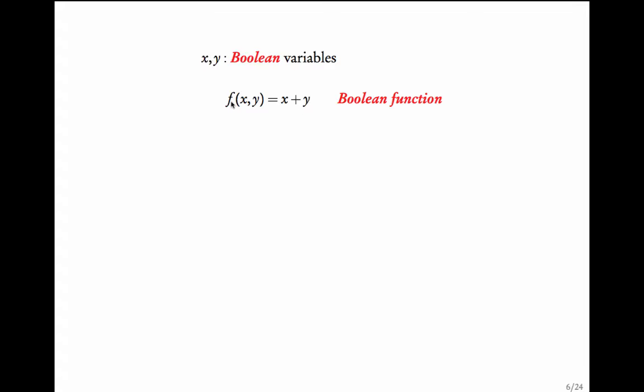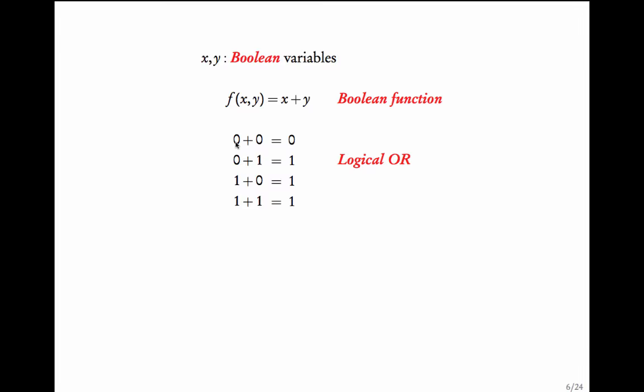F of xy, a function given by x plus y, is a Boolean function. Now this plus is a Boolean addition. So 0 plus 0 is 0, 0 plus 1 is 1, 1 plus 0 is 1, 1 plus 1 would still be 1. So this is the logical OR.